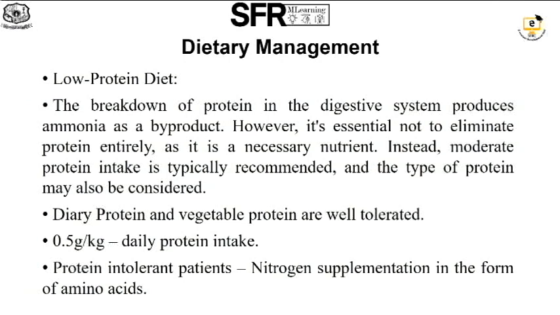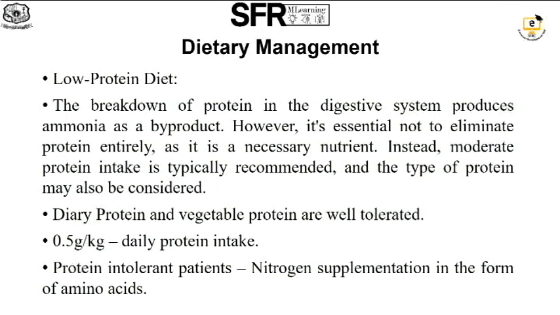Here, the breakdown product of protein in the digestive system produces ammonia as a byproduct, and it is essential not to eliminate protein entirely. Protein is a basic macronutrient essential for the human body to perform various functions, and we cannot completely avoid protein in the diet. So, we have to carefully calculate the nitrogen intake of the person and nitrogen output. And if a person is protein intolerant, the nitrogen supplementation is still needed. The protein is still needed, and it needs to be given in the form of amino acid supplements.